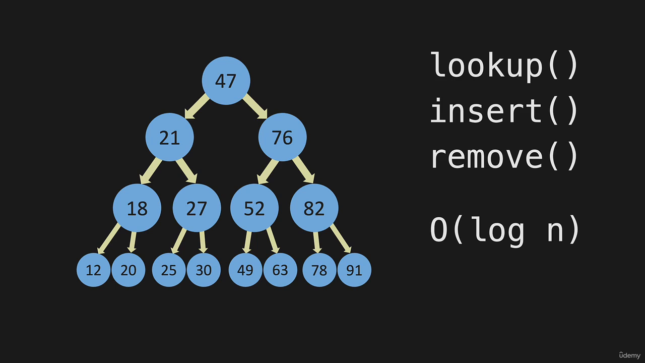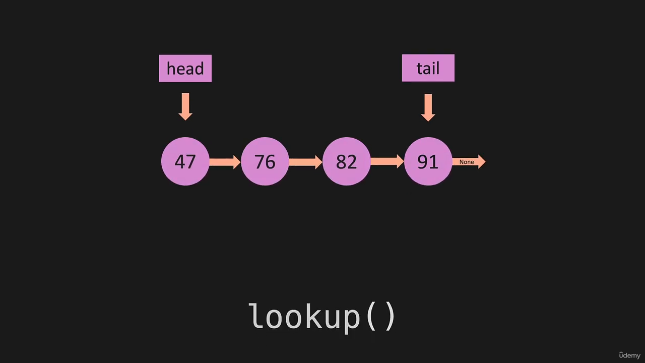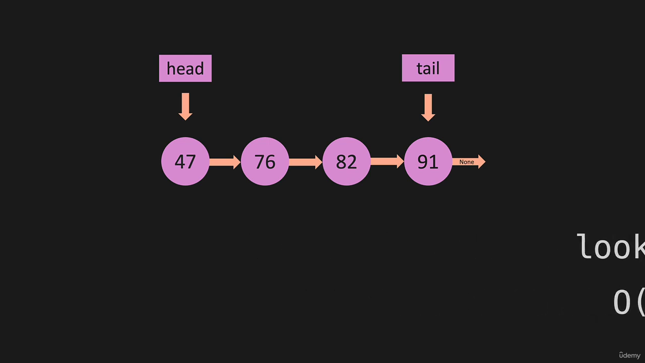Now let's compare this to a linked list for lookup, insert, and remove. So if we're going to do lookup with a linked list, say we're going to look for the number 91. We start at the beginning and we iterate through the list until we get to the number 91. And because we have to iterate through, this is O of n. So a binary search tree is better than a linked list in this situation.